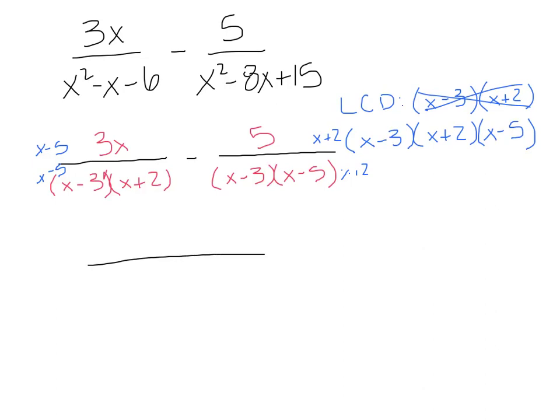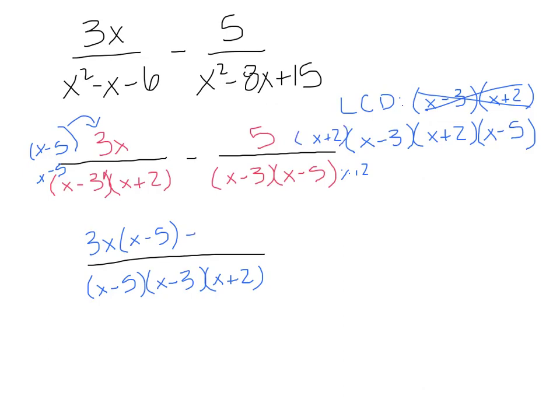My simplified fraction, I know, is going to have a denominator of x minus 5 times x minus 3 times x plus 2, because that's the least common denominator. If I look at the numerator, what I'm going to do is x minus 5 times 3x. So I'm going to write that as 3x times x minus 5. Then I'm going to subtract what I get for the second numerator, which is 5 times x plus 2. So I'm going to say minus 5 times x plus 2. I said minus earlier, I meant plus.